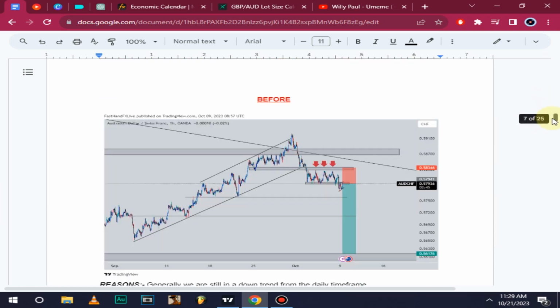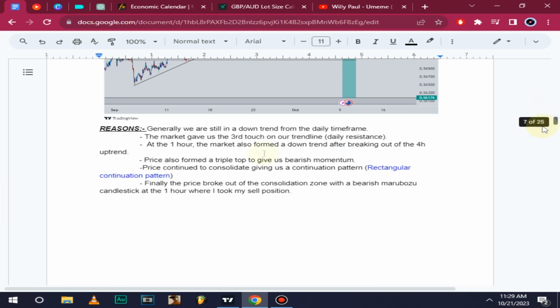Generally, we were in a downtrend over here from the daily time frame. The market gave us the third touch on our trend line, that is the daily resistance. Then at the 1 hour, the market also formed a downtrend, and after breaking out the H4 uptrend, price also formed a triple top to give us some bearish momentum. Price continued to consolidate, giving us a continuation pattern. That was a rectangular continuation pattern, which I did just talk about some minutes ago.